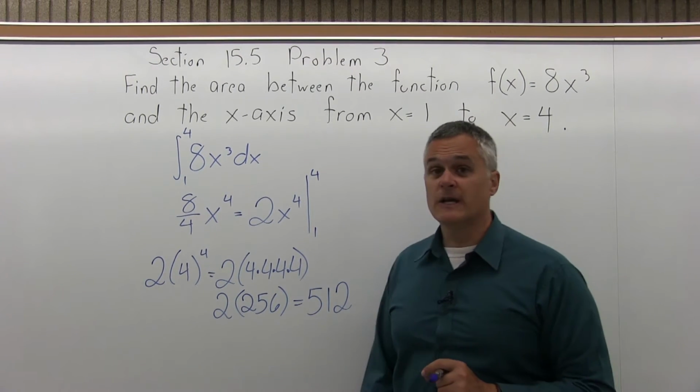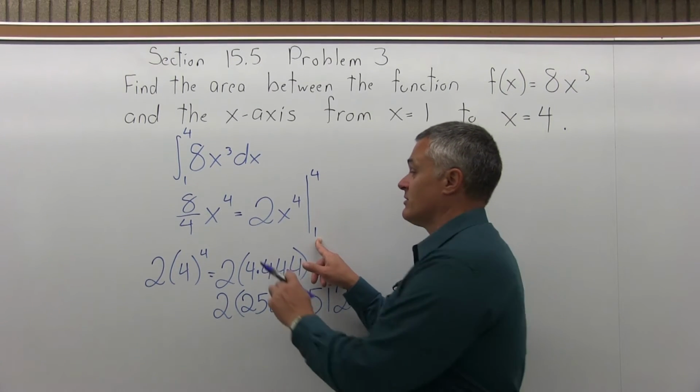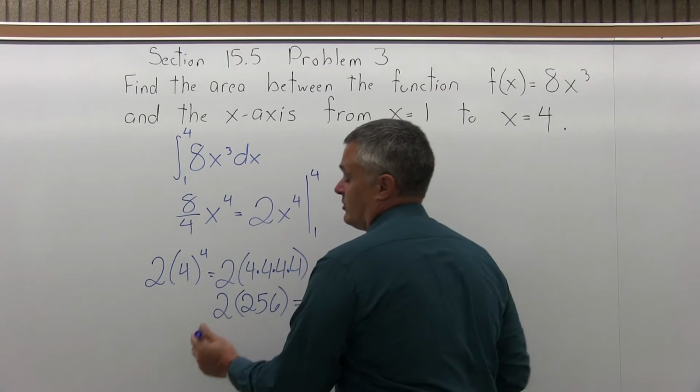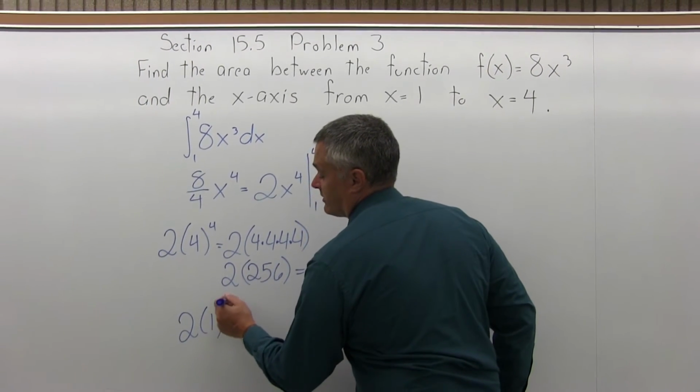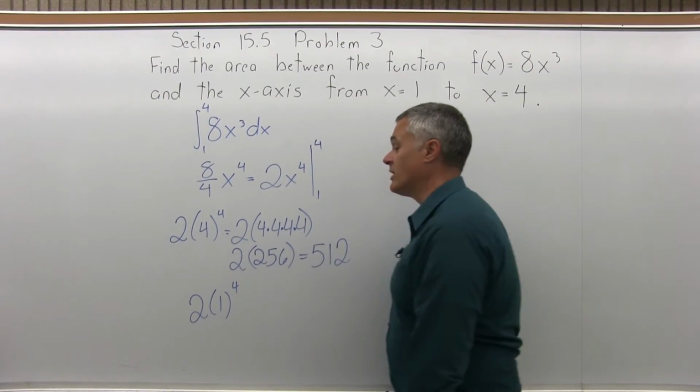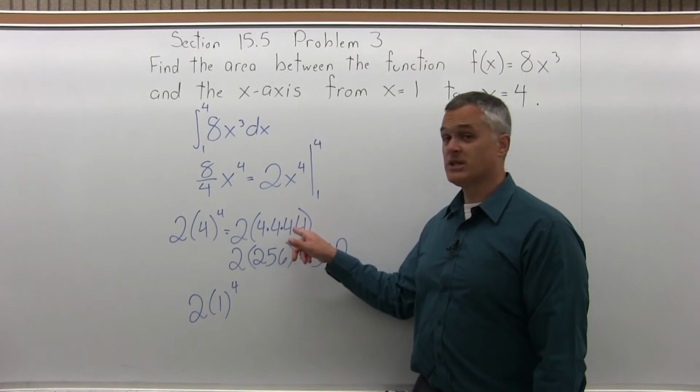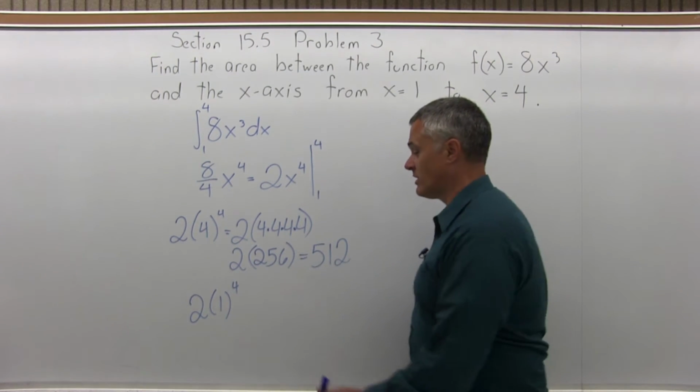So step 3 is put the lower limit of integration in for my x. So the 2x to the fourth will become, in this case, 2 times 1 to the fourth. So that's much easier. 1 to the fourth is 1 times 1 times 1 times 1, which is 1, times the 2 in front is 2.